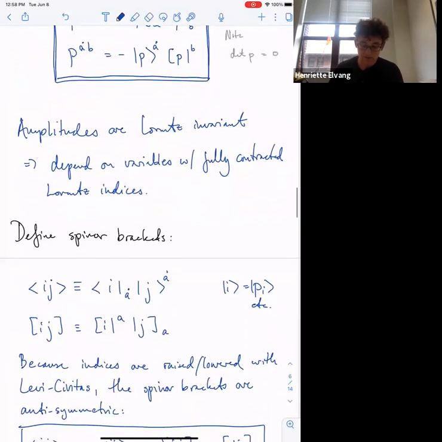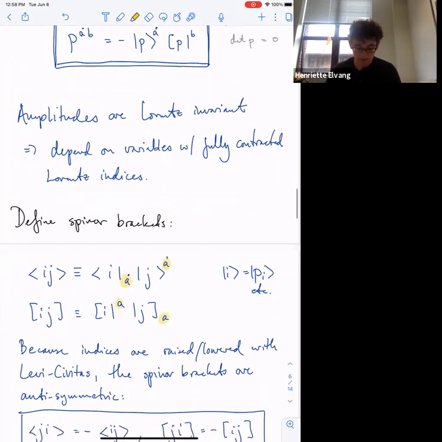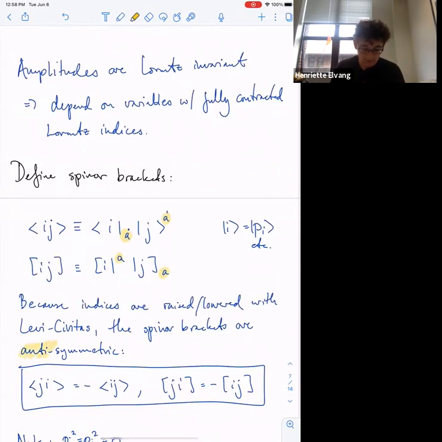Now, because we raised and lowered the indices here with Levi-Civitas, these products are antisymmetric. That antisymmetry translates into the property that the angle and square brackets must be antisymmetric under interchange of the arguments. In particular, that means that if I take an angle bracket of p with p itself, that must be 0. So I can only take angle brackets for things that are distinct momenta.